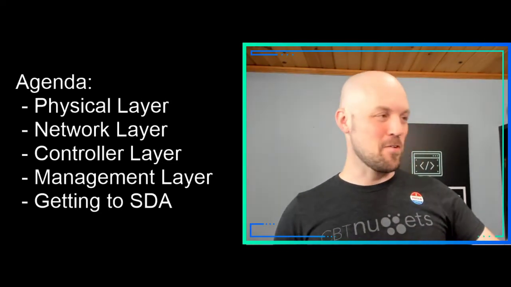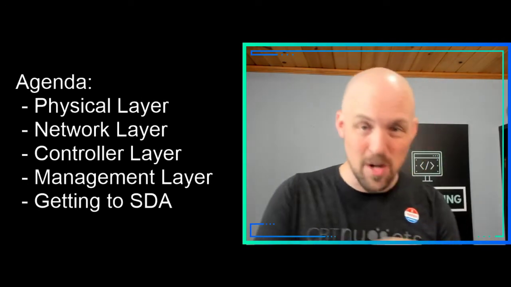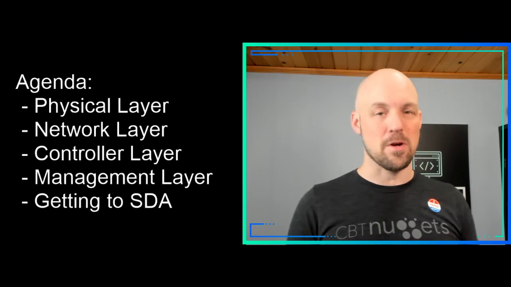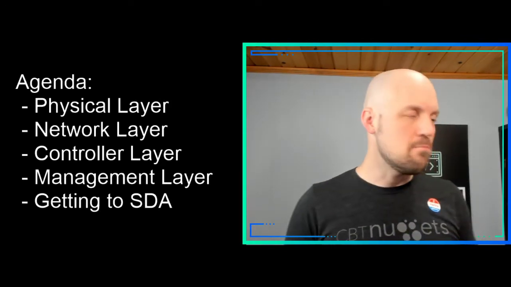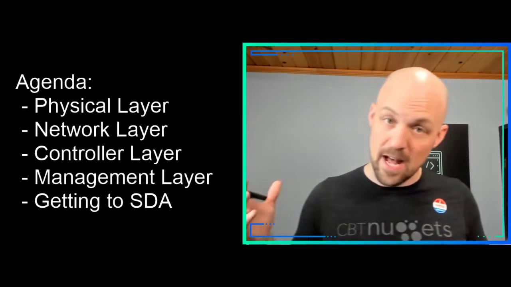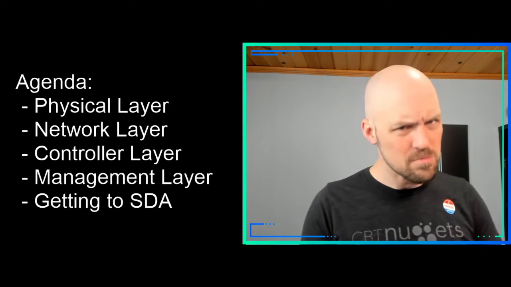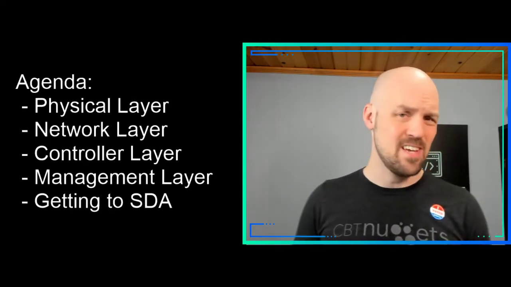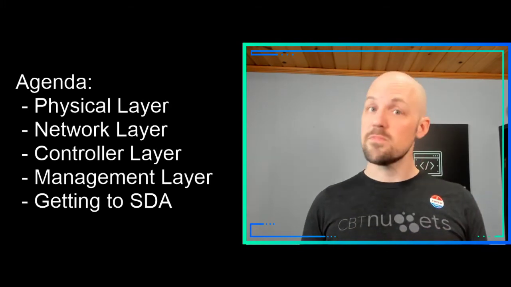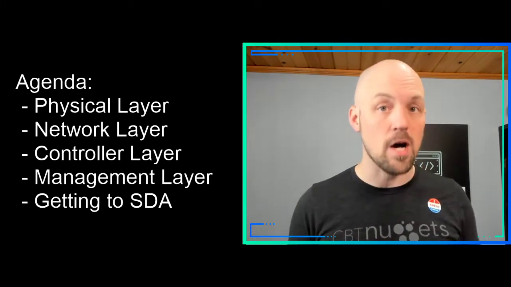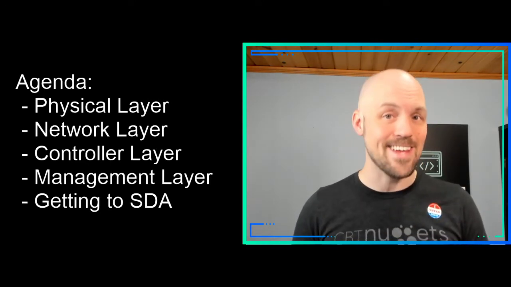So we're going to be starting with the physical layer and the network layer, which do happen to match with the OSI model, but it has nothing to do with OSI. And then from there, we're going to be talking about the controller and the management layers as well. Most of this conversation is going to be spent on the physical and the network layers. And then the controller and the management layers are not too bad of a conversation, but we need to know what's in there. So if you happen to be studying for the ENCOR, this is going to be a very important part of learning ENCOR. Going and taking the exam, you have to be able to speak SDA.